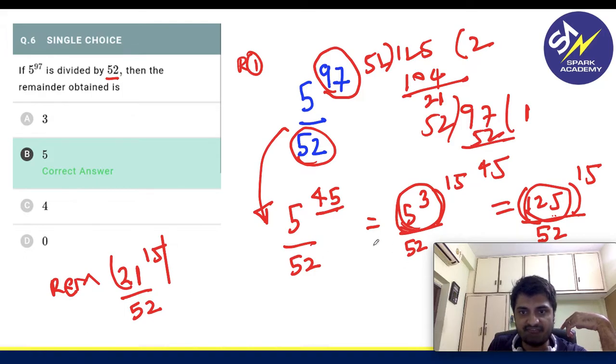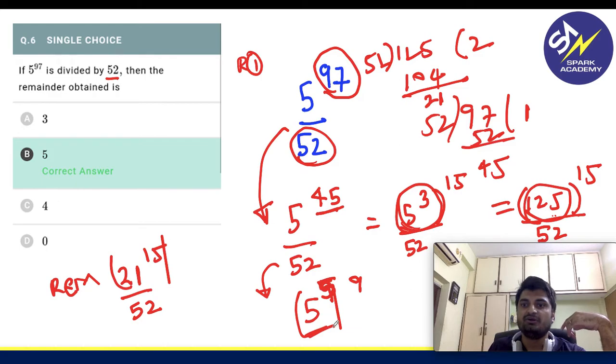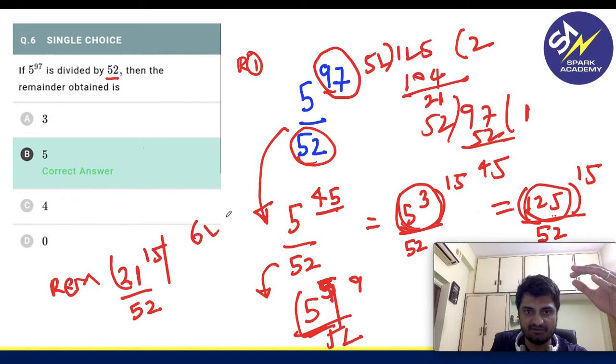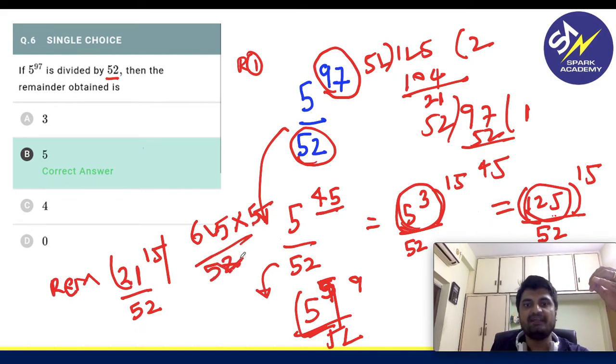Or the other way is, after this step, can I write this as 5 power 5 whole power 9, or 5 power 9 whole power 5? This also I can do, right? So what can you do, whole divided by 52? 5 power 5 is what? 5 5s are 25, 5s are 125, 5s are 625. 625 into 5 whole divided by 52, so this you can find out by LCM.